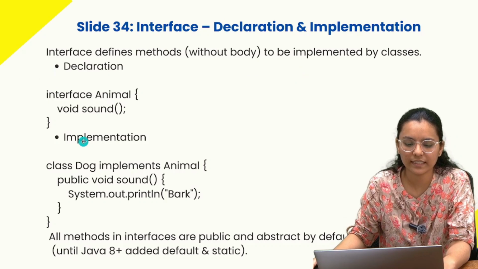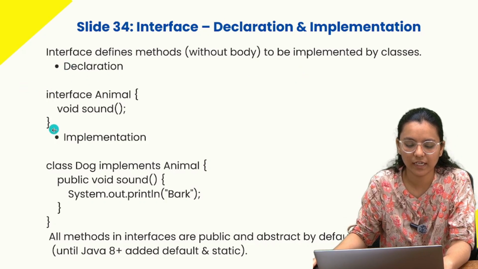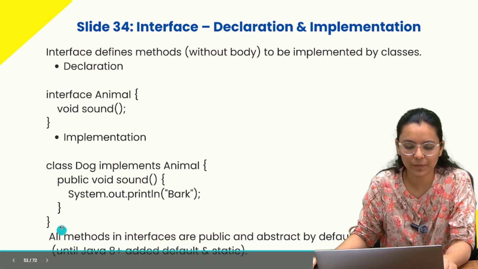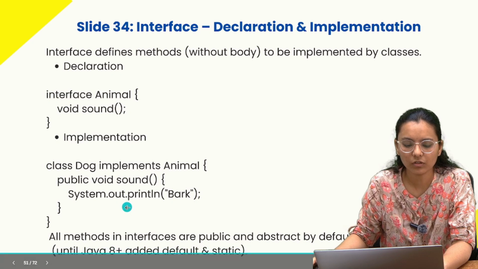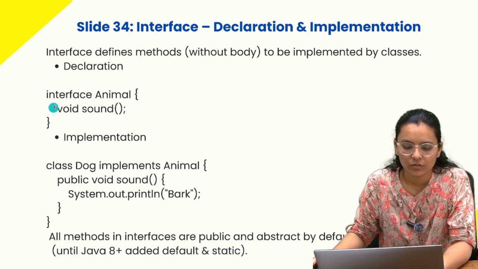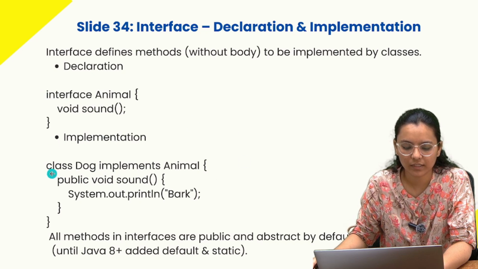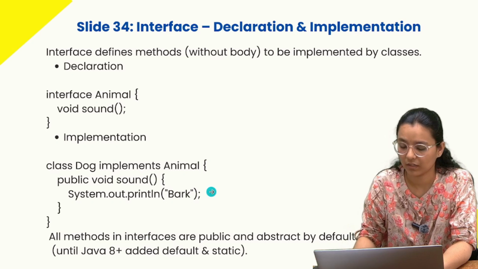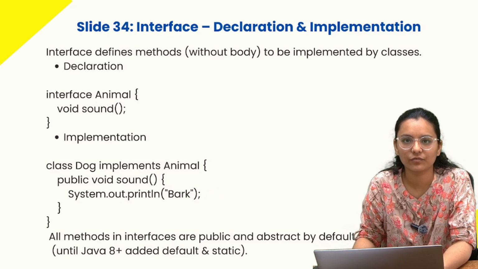Okay, so here let's see. Here the declaration is given: interface Animal, with a void sound method. This is the declaration for the interface, and this is the implementation. So let's see the declaration and implementation. For the implementation we create class Dog, which implements the Animal interface. If we call the sound method, we will get the output as bark. So let's see it practically. What will the output be for this?